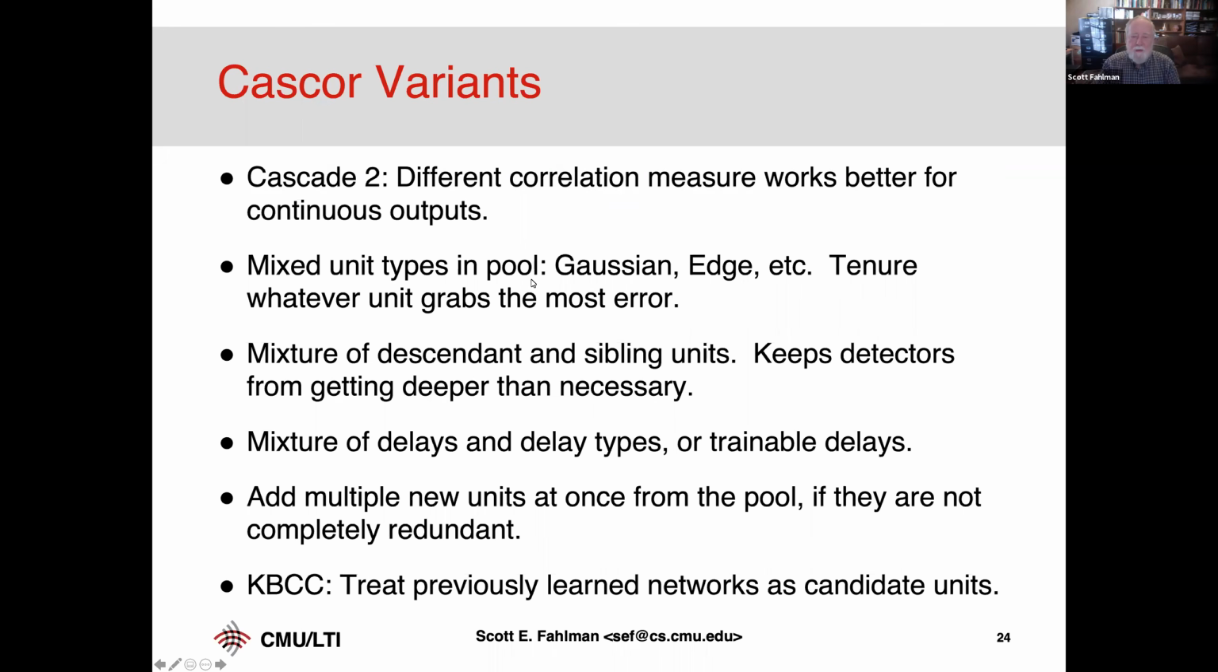A cool thing that we played with a little bit, but not very much back in the day, is using mixed unit types in the pool. So you can have Gaussian units, you can have edge detection units. You tenure whatever unit grabs the most error. So you've got some sigmoids, some Gaussians. Whatever's getting the job done in the pool, he's going to have the best score, and you put him in the network. Okay. So you might end up with a network with some Gaussians and edge detectors and spiral detectors and so on.